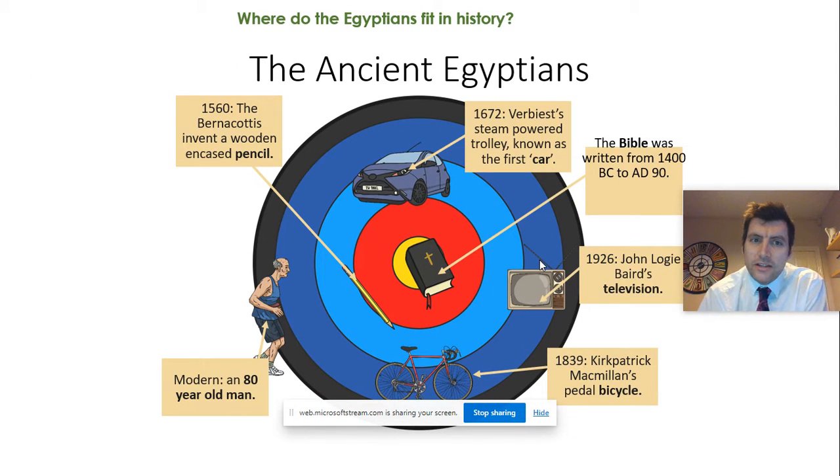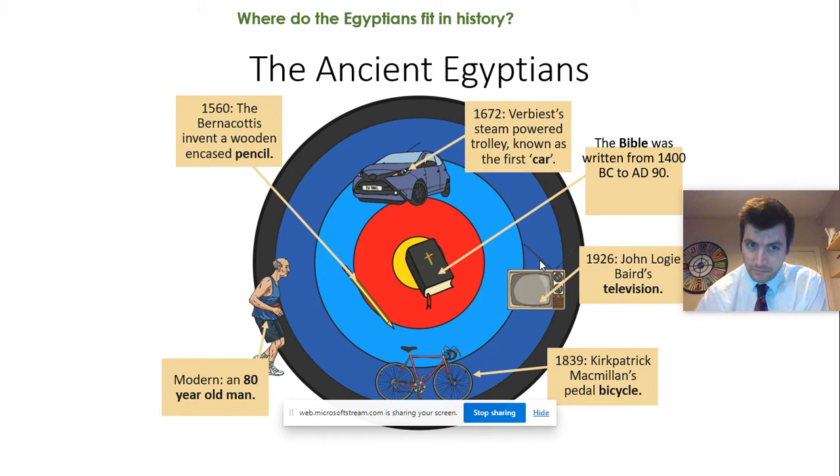Okay, guys, hopefully you've got the idea that in terms of time, the gentleman, although he might be old, very healthy for an old gentleman, but he might be comparatively old, even older than me, but he is only 80 years old. So in terms of history, that's not that old. The bicycle, less than 200 years ago, the Kirkpatrick Macmillan pedal bicycle was invented. Less than 100 years ago, John Logie Baird invented the television. So in that darker blue circle, we can see those more modern discoveries.